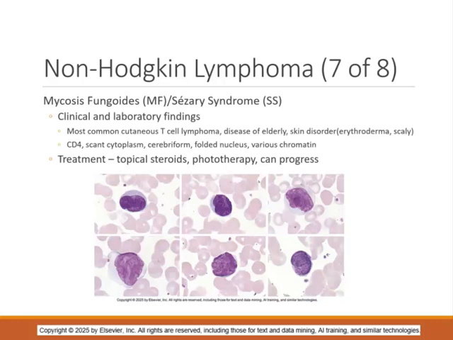The next NHL is mycosis fungoides and Sézary syndrome. It is the most common cutaneous T-cell lymphoma out there, again seen in elderly patients. So it is a skin disorder. They get red, scaly rashes on their body. The CD4s are positive, and you can see from the cells there, they don't have a lot of cytoplasm, a scant amount of cytoplasm. The nucleus is pretty folded. You can see where it's sort of dark, but you can see where it's folded over itself. They call that cerebriform. So the chromatin has different appearances to it. The treatment they use for this particular one is topical steroids and phototherapy, like a tanning bed sort of. And they just keep checking the progression on it. So these rashes can be all over the body, trunk, back, arms, legs, everywhere.